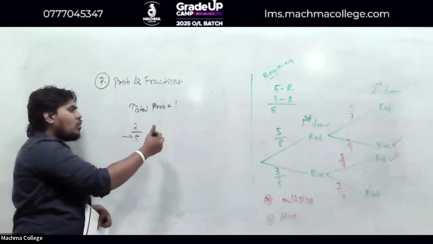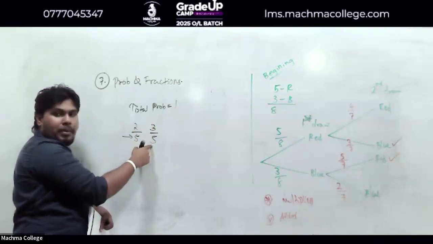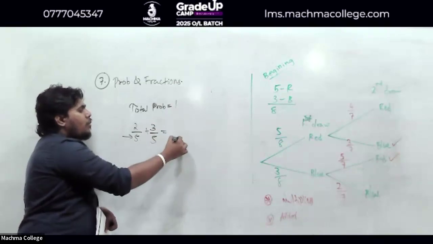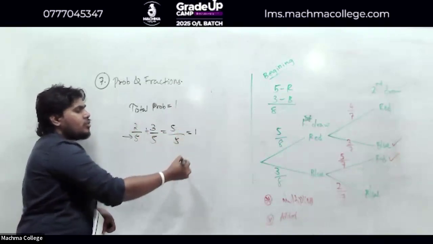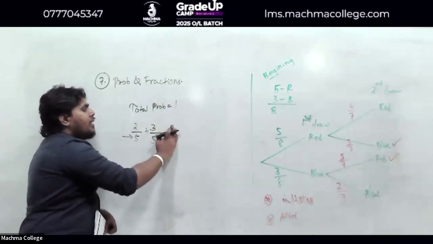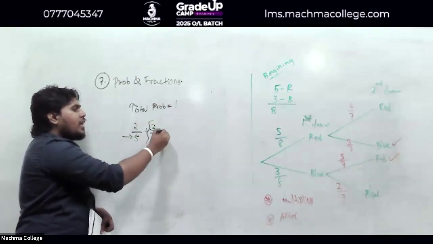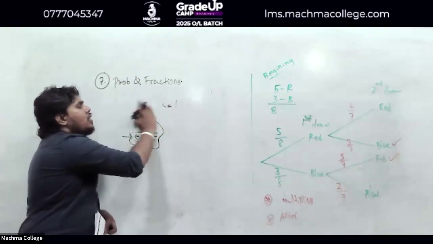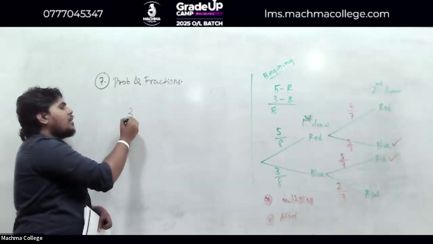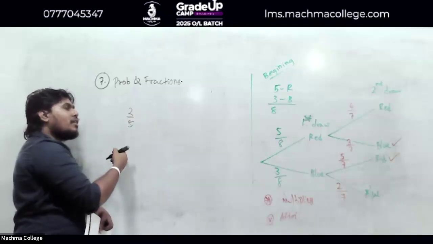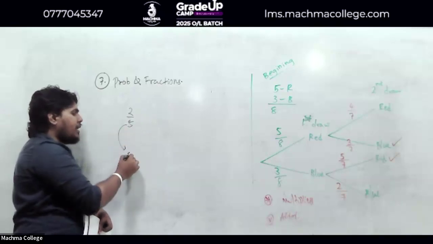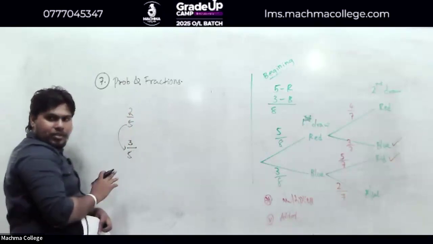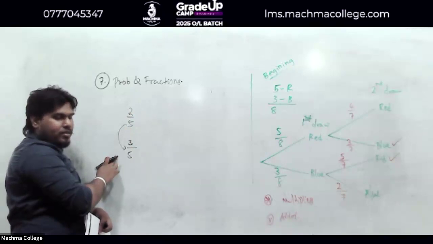Here the numerator is 2, no? If I put 3, 2 plus 3 is going to be 5. So if you add those two, obviously it's 1. Common denominator 5, 2 plus 3 is 5, 5 over 5 equals 1. So the total probability is always 1. So the milk flavored toffee probability is 2 over 5 now, and the mango flavored toffee's probability has the same denominator, with the balance numerator. So this is the probability of mango flavored toffees.